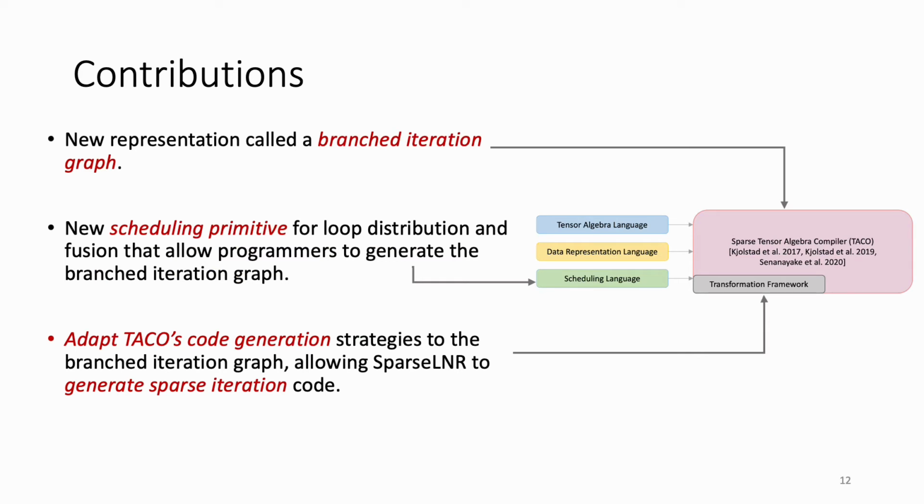There are three main contributions in our work. First, we introduce the branched iteration graph, a novel representation for sparse iteration spaces. Second, we have a new scheduling primitive that the programmers can use to invoke the transformation for loop fusion after distribution that generates a branched iteration graph. Finally, we changed Taco's transformation to support our new loop restructuring transformation, and we adapt Taco's code generation strategies to the branched iteration graph, allowing us to generate sparse iteration code.